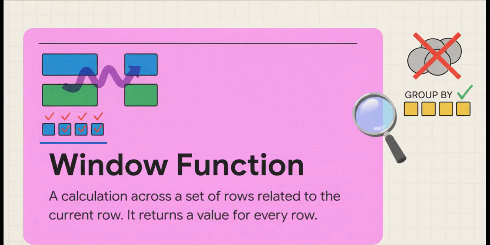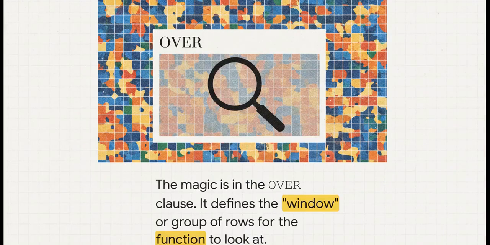So what on earth is a window function? You can think of it as a calculation that can look at a group of rows, a window, that are related to the current row. But, and this is the absolute key, it does its math without crushing your data. It gives you back an answer for every single row you started with. It enriches your data instead of summarizing it. The secret sauce that makes this all work is one little keyword, OVER. The OVER clause is basically you telling the database, hey, for this calculation, I want you to only look at this specific group of rows. It's what defines the window.